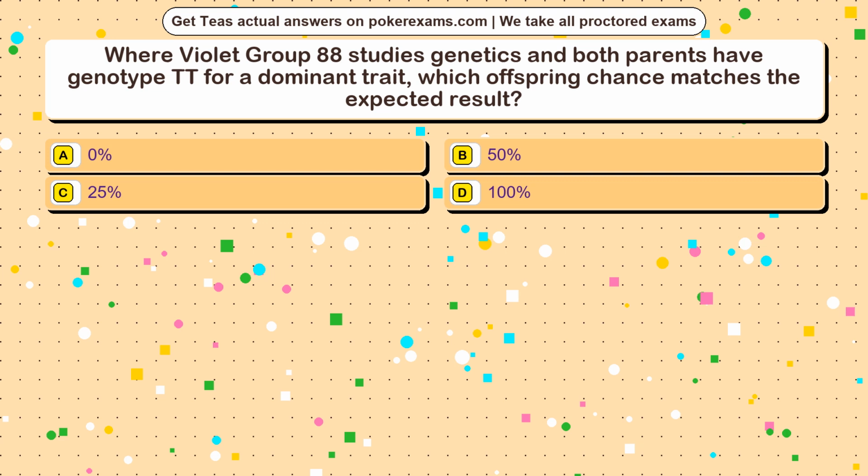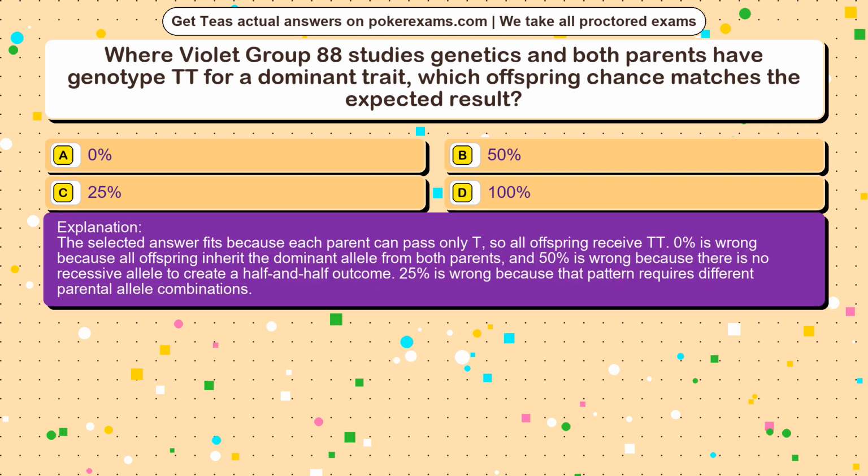The correct answer is option. The selected answer fits because each parent can pass only T, so all offspring receive TT. 0% is wrong because all offspring inherit the dominant allele from both parents, and 50% is wrong because there is no recessive allele to create a half-and-half outcome. 25% is wrong because that pattern requires different parental allele combinations.